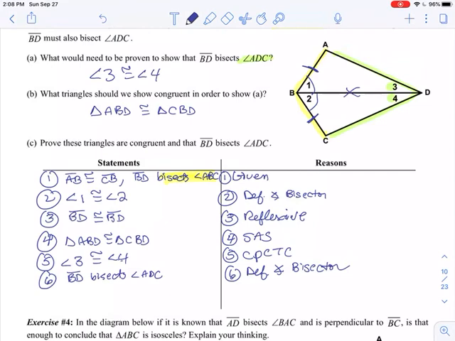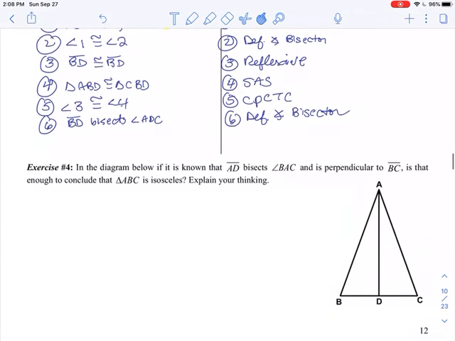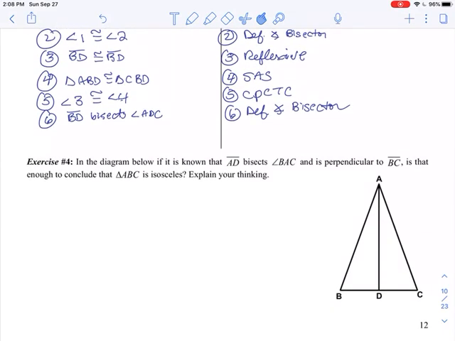Okay, so that's essentially what we're doing with this CPCTC. The last one right here, we don't have to do a formal proof, but it says in the diagram it's known that AD bisects angle BAC. So if I'm bisecting BAC, that makes these angles congruent to each other. And it's also known that it's perpendicular to BC. If it's perpendicular to BC, then that makes those right angles and congruent to each other.